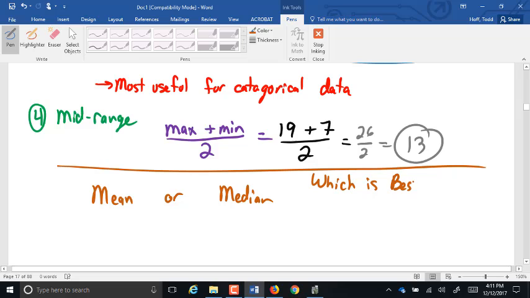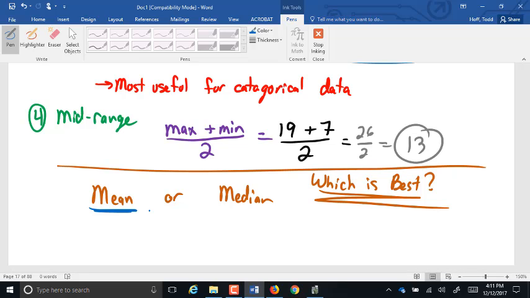Which is best? If I took a vote in here, show of hands, how many of you would say that the mean is the better measure of center? Okay, nobody? One? Okay. How many would say that the median is the best measure of center? 2, 3, 4. I've got 1 and 4. How many don't care? Those hands go up.